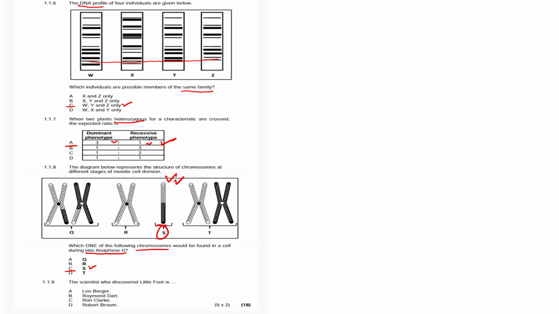Therefore now 1.1.9: the scientist who discovered Littlefoot. He is Clark. I don't know how to pronounce it. It is Ron Clark, C, right? It is Ron Clark. He's the one who discovered Littlefoot.